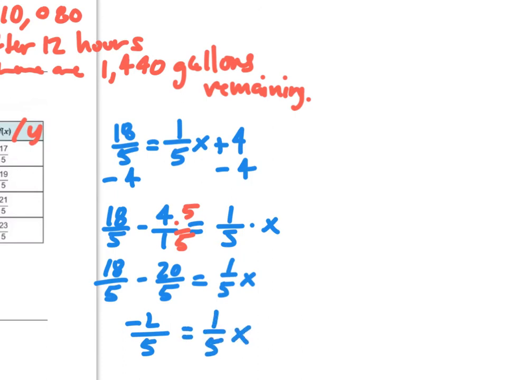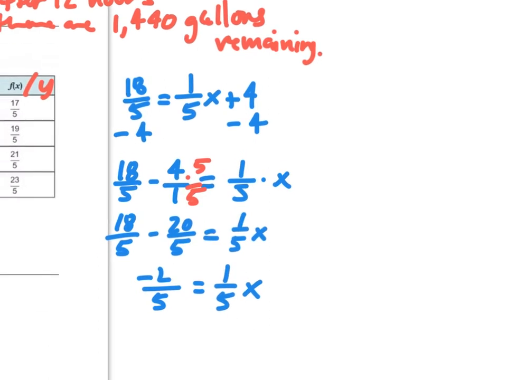1/5 x. Now, in order to solve this, when I'm multiplying by a fraction, to move the fraction to the other side, I really want to multiply by its reciprocal, which is 5 over 1. That means I flip the fraction and multiply by 5 over 1. Then your 5's divide out here and here, so you end up getting negative 2 is equal to x.